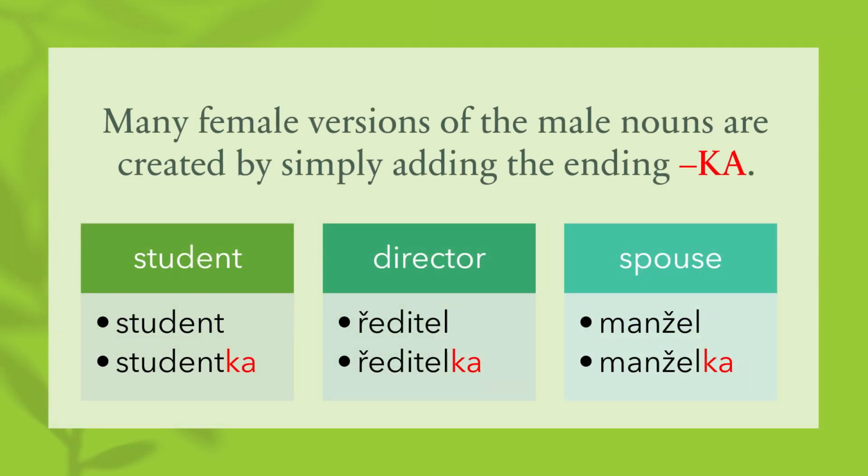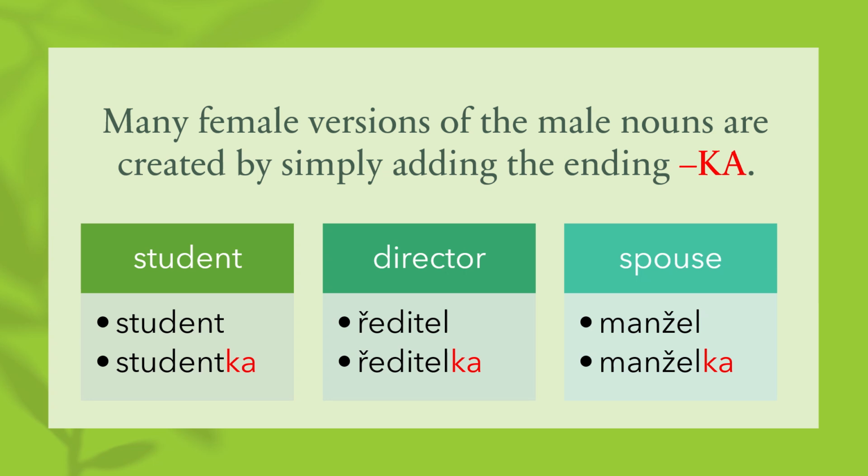Many female versions of the male nouns are created by simply adding the ending ka in Czech at the end of the male version. For example, student in Czech would be student, the masculine version, and studentka, the feminine version.